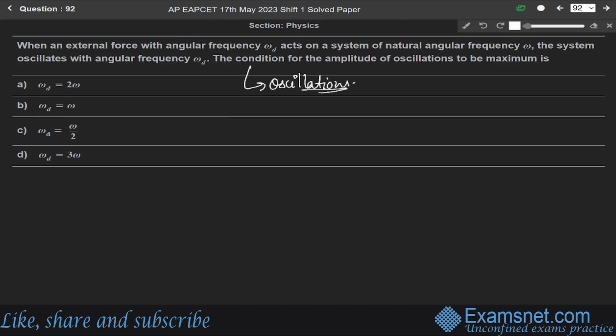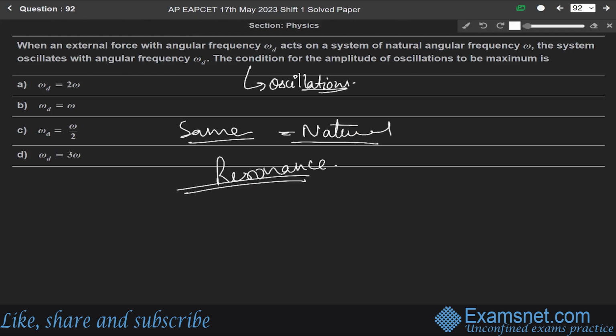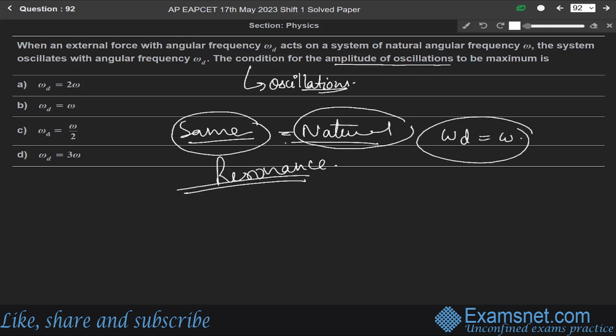Students, we know that the amplitude of oscillation is maximum at resonance condition, that is, at resonance the external force oscillates at the same frequency as the natural frequency. Thus omega d will be equal to omega. So the condition for the amplitude of oscillation to be maximum is omega d equals omega, which means option B is the correct answer.